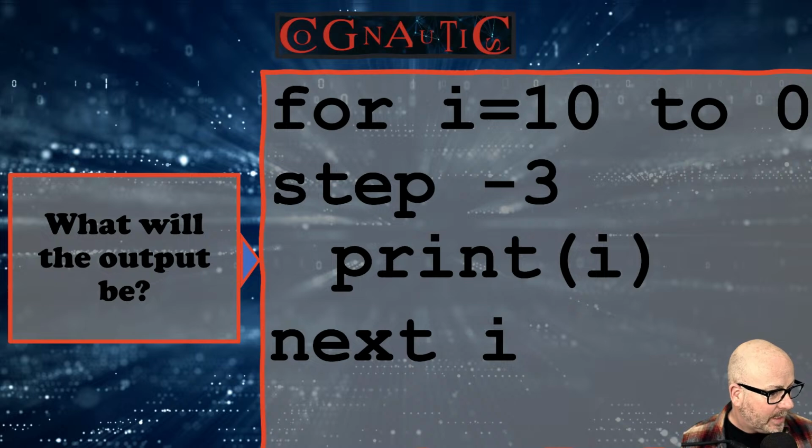So if you can have a look at that question, and this is a programming question again, see if you are able to come up with an answer. For I equals 10 to 0, step -3, print I. What is this going to output? That is my question to you. For I equals 10 to 0, so it's counting down. So you're starting at 10 and you're going to 0. In step -3, what do you think that is going to print on the screen?